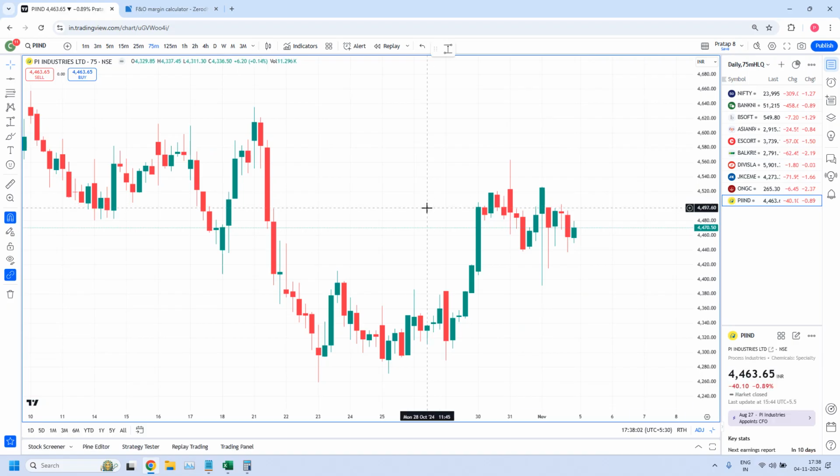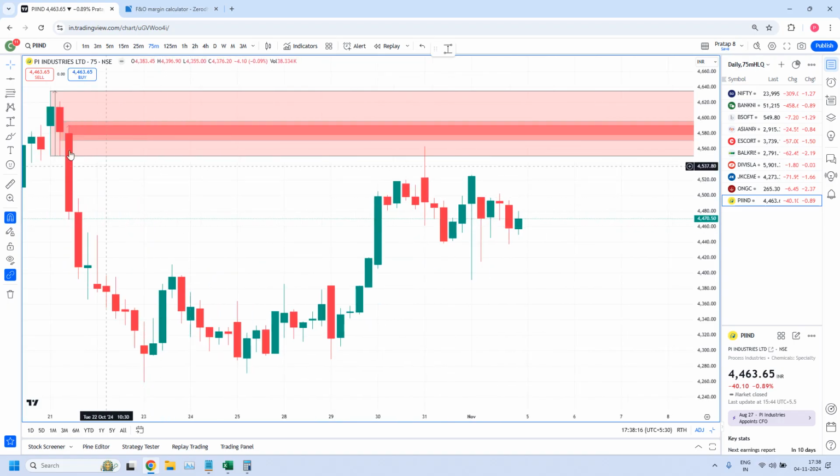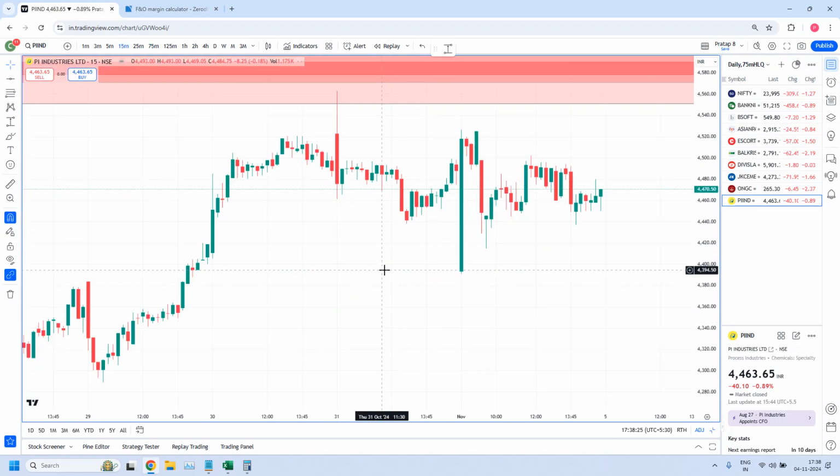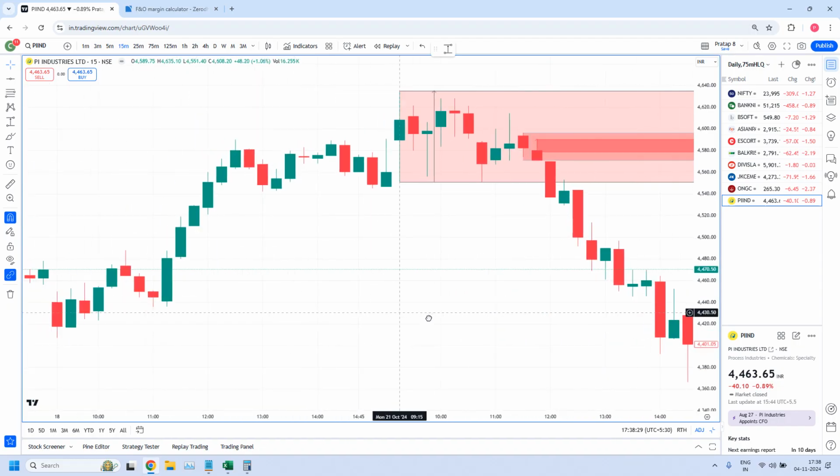And the last one is PI Industries. This is also a 75 minutes high liquidity supply zone. Here also we didn't get any trade opportunity today. So this is a rally candle, base candle and a drop candle. Rally, base, drop. This is the 75 minute zone we have drawn. Next, the 15 minutes zone I fine-tuned here.